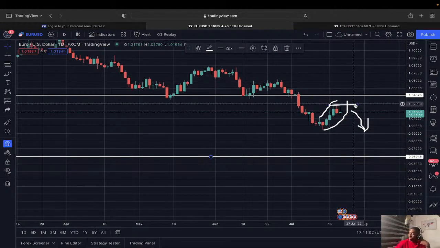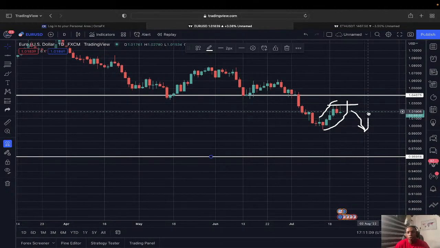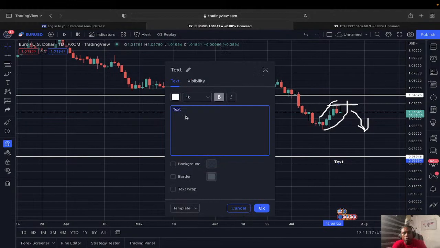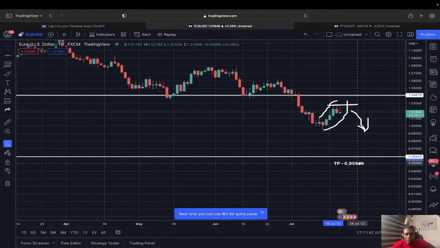So if you want to swing the trade, you can short the market. We would short the market here and put our take profit here, if you want to swing your trade. Our take profit would be at 0.95946. Let me indicate it as TP, take profit. This will be our take profit.